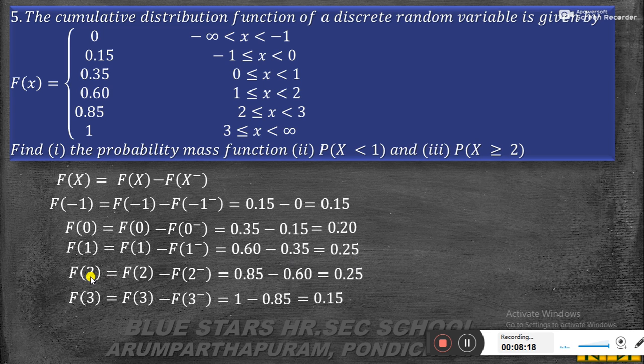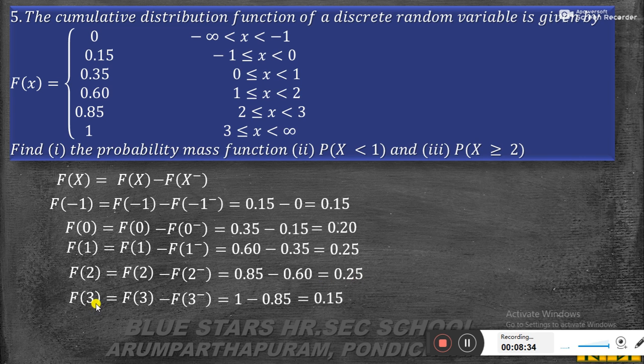Next, f of 2. F of 2 equals f of 2 minus f of 2 minus. F of 2 means 0.85, minus f of 2 minus, which means the previous value 0.60. So we write 0.85 minus 0.60 is 0.25.